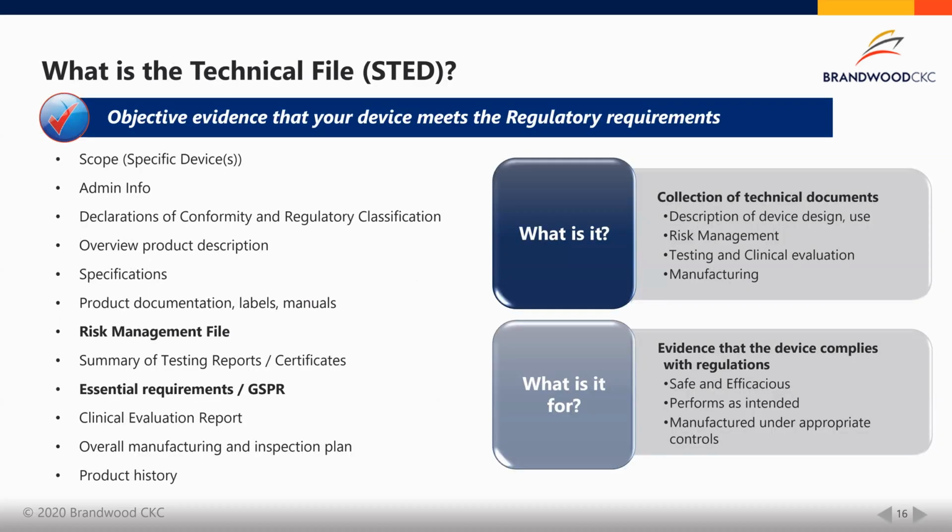So the technical file is a collection of documents that each device or group of devices must have, and it is used as evidence to ensure that your device complies with the regulations. There are two bold items there, the risk management file and essential requirements, which I'll go into in more depth, and they're quite huge components of this.